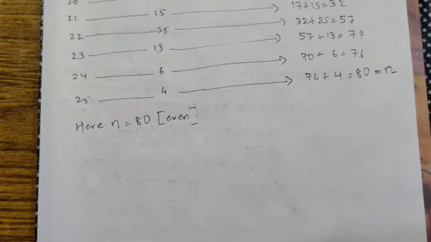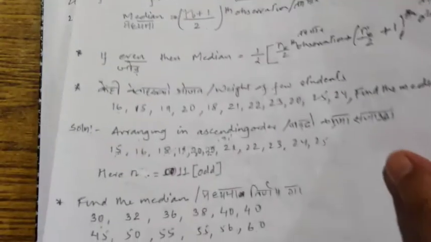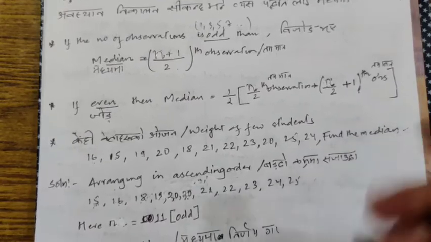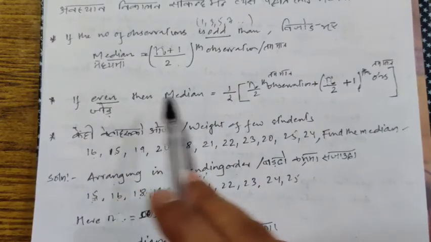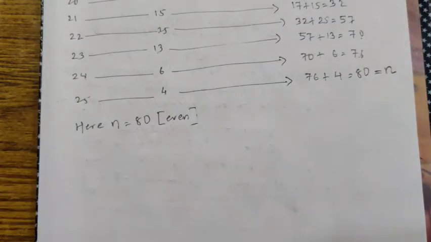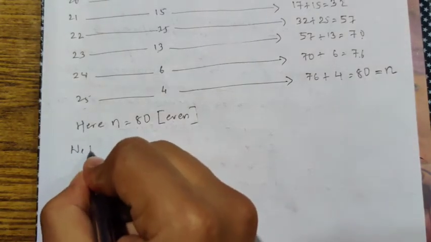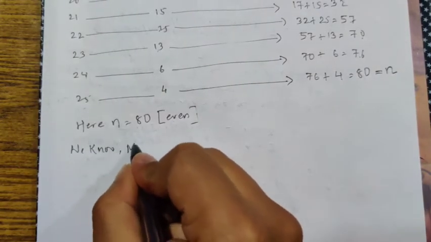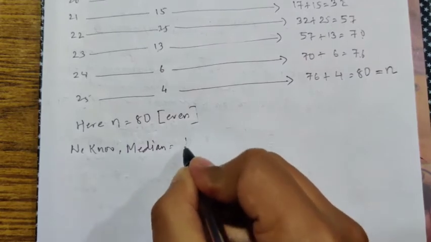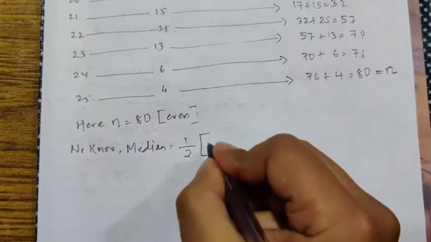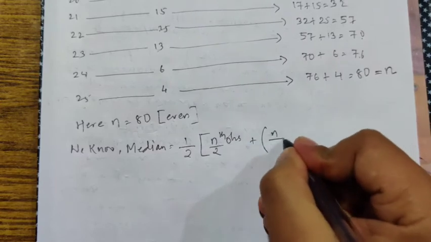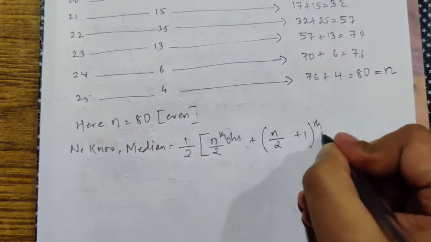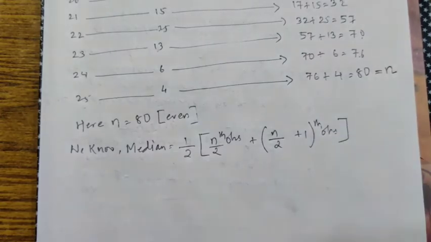So if it's even, what's the formula? I believe we started our chapter with 2 formulae. This one was the first formula when it is odd, and when it is even, this was the formula. So let's write down the formula. We know median equals 1 by 2. Again people, it's the n by 2th observation plus the n by 2 plus 1th observation. Write it separately people, don't get it wrong.